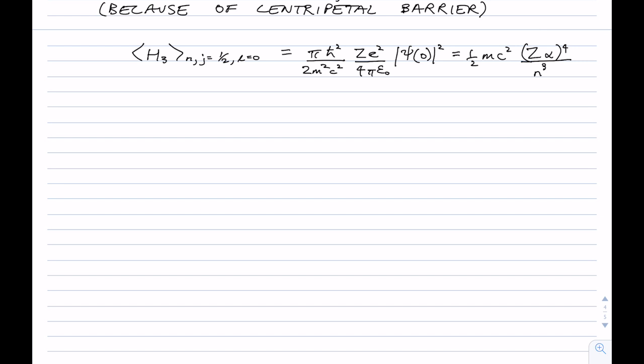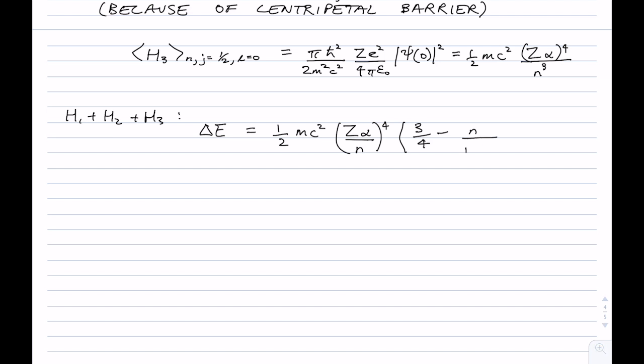So, putting all of that together, if we take H1 and H2 and H3 and add them together, we'll get a final energy shift, delta E, equal to a half mc squared Z alpha over n to the power of 4. And then you sum up and you get 3/4 minus n over j plus 1/2. So it doesn't depend on L, it only depends on j. So we will return to this later. For the moment, let's just think about how this will affect the spectrum in hydrogen.